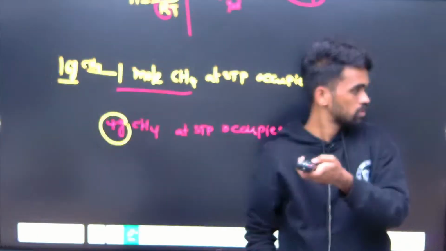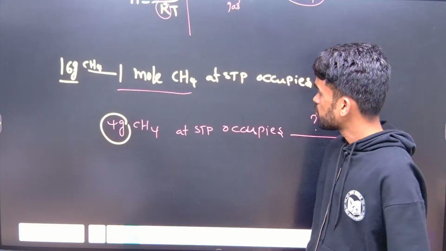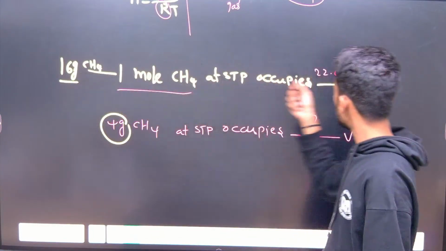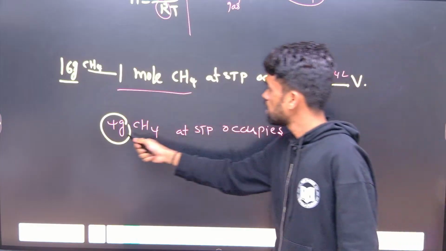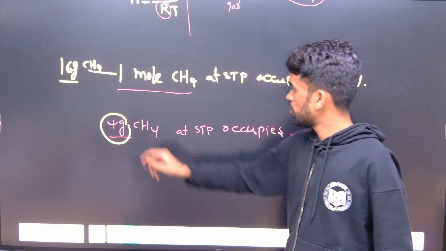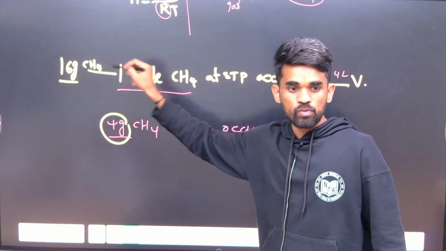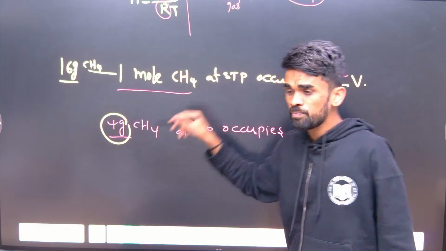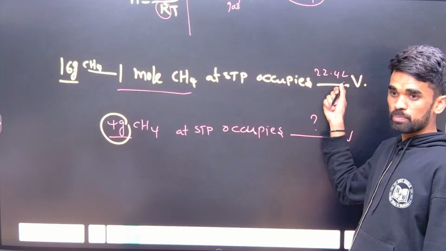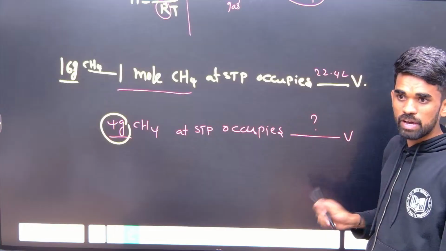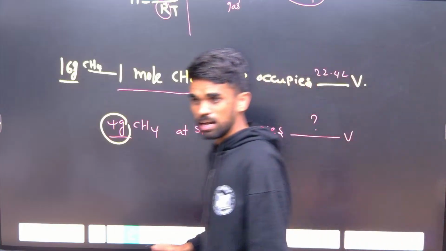So tell me, how much? 16 grams means 1 mole. 1 mole means 22.4 liters. So 4 grams means how many moles? Given weight by molar mass, so 4 by 16. It will be 1 by 4. So 1 mole is 22.4, 1 by 4 mole means 22.4 by 4. That will be 5.6 liters. Is that clear or not?